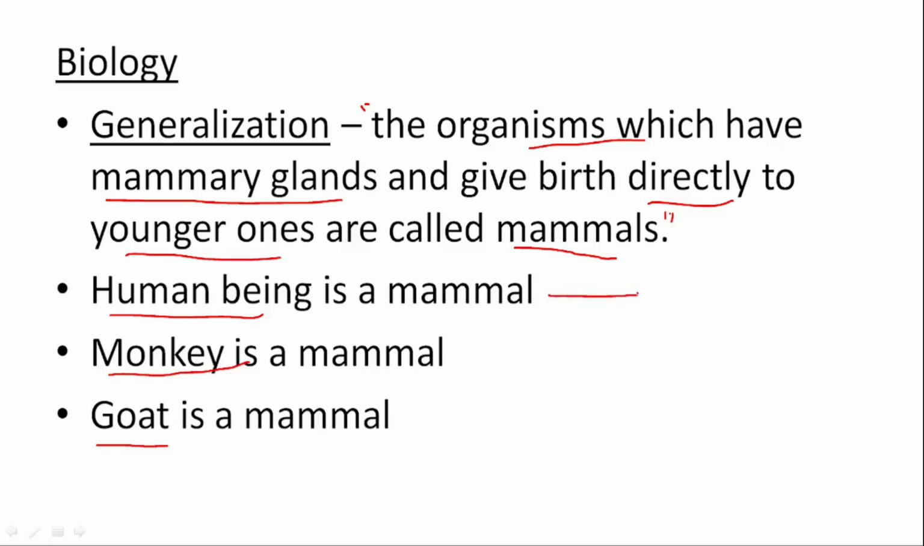Why is a human being a mammal? Because it gives birth directly to young ones, and human beings have mammary glands. In the same case, a monkey also has mammary glands and gives birth to young ones directly. Goat also has mammary glands and gives birth to young ones directly. Like this, students will give many examples. The combination of both these methods, inductive and deductive, we call the inducto-deductive method.